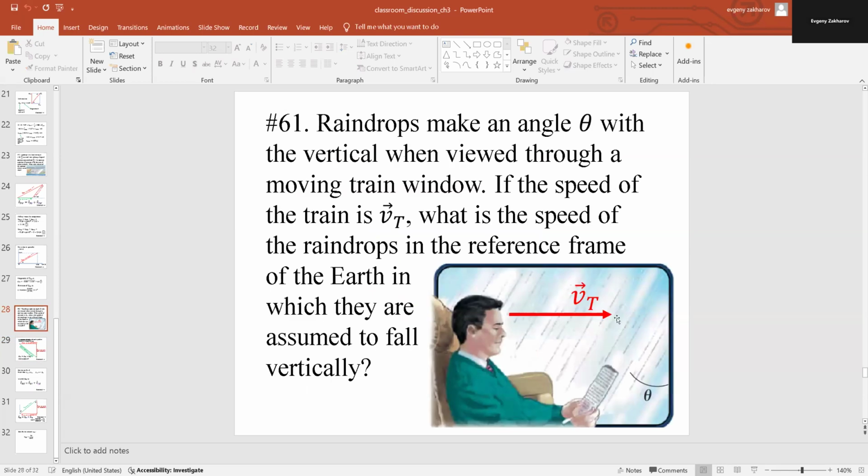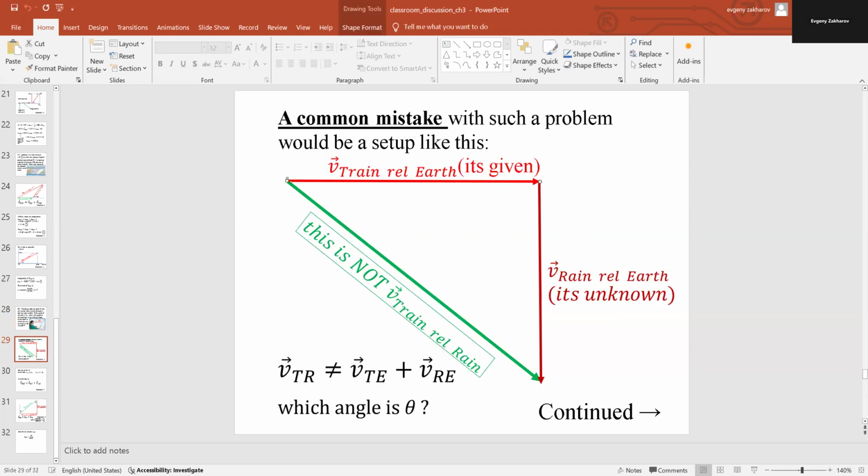You have the velocity of a train with respect to Earth, with respect to the ground. So, going that way, definitely a good vector to draw. There's nothing wrong with this vector. Then we've got rain relative to Earth, which is unknown. So for unknown, we don't know. And then the green vector. Oh, this is not train relative to rain.